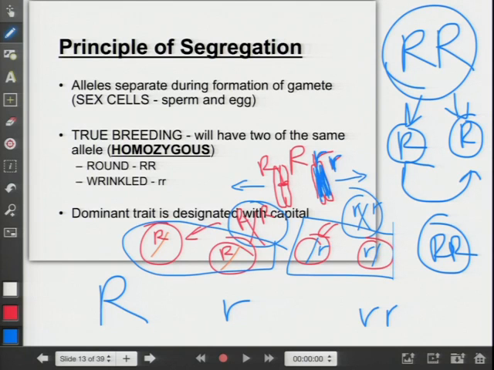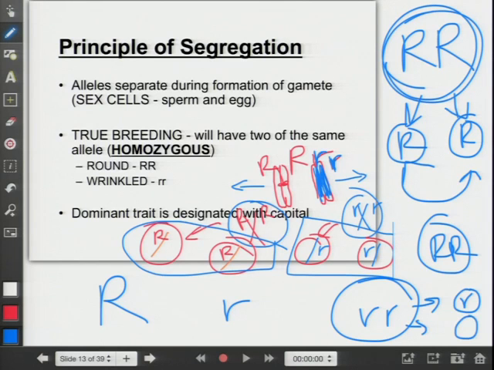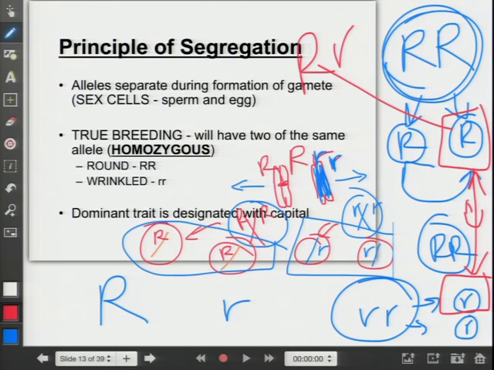True breeding recessive has to be lowercase, lowercase. Again, that's all they have. Take them apart, put them back together, it's still lowercase, lowercase. Still recessive. True breeding. But if you cross this guy with this guy, this guy's only got little r's, this guy's only got big R's, and when these two get together, now we make heterozygous. That would be our F1.